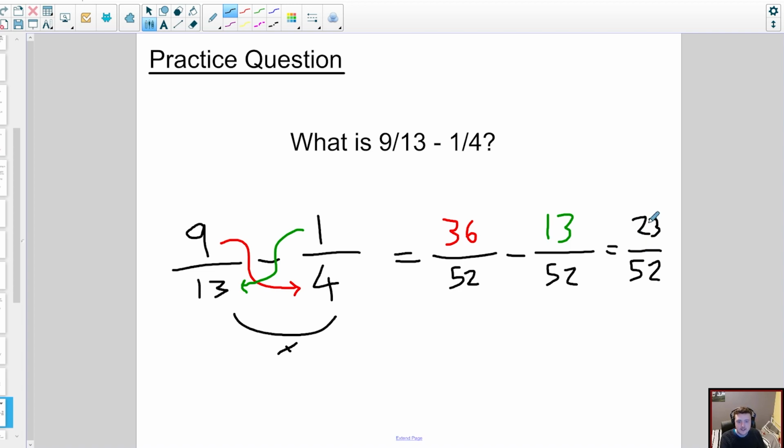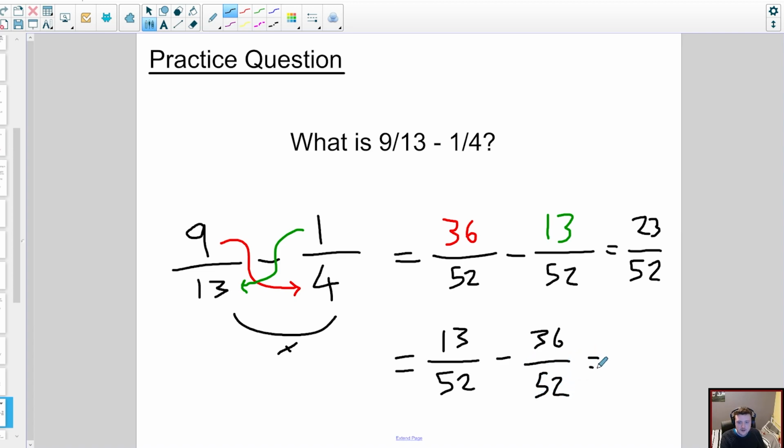23 is a prime number, and so we can't go any more unless 23 goes into 52, which it doesn't. So our answer is 23 out of 52. Let me show you what happens if you don't do it in the right order. So let's say somehow we've ended up with 13 out of 52 minus 36 out of 52.